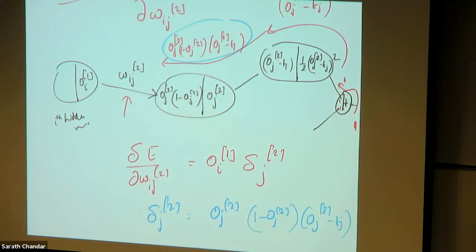So I have computed the gradient with respect to my hidden to output weights. Now I just need to compute my gradient with respect to the input to hidden weights. Then we are done.